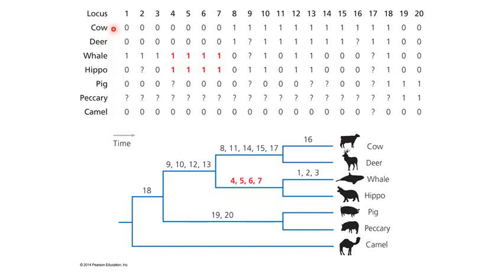Okay, and what we see here is that only the whales and the hippos have a LINE or a SINE at positions 4, 5, 6, and 7. And when we build a phylogenetic tree that takes into account all these different LINEs and SINEs, we see that we can make a clade here that captures phenotypes 4, 5, 6, and 7 all by themselves, grouping the whales and the hippos. This is good data supporting the idea that whales and hippos shared a common ancestor.